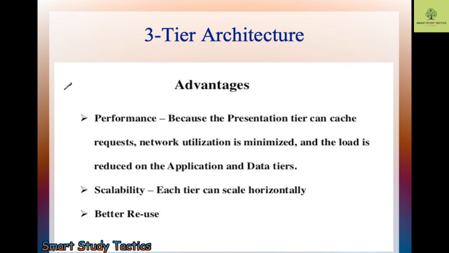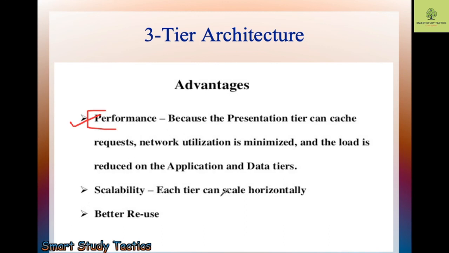Now as we have some advantages in the two tier architecture, similarly we have some more advantages in the three tier architecture. Now first is performance. Because the presentation tier can cache requests, network utilization is minimized, and the load is reduced on the application and the data tier. So you can see that all the things the middle part is doing. So that's why the client is having less load and the database having less load. So they are accessing the information easily.